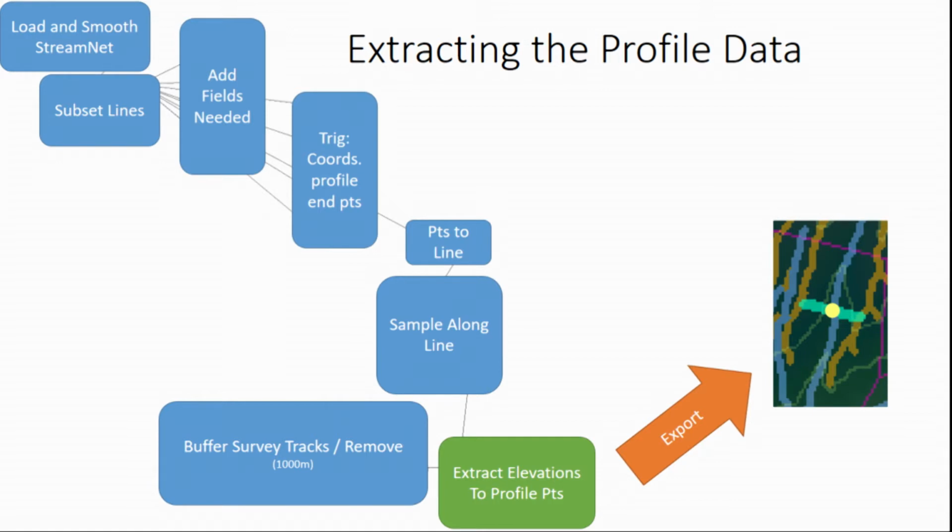We add the fields we need, which are the endpoints of this profile. And then we turn those endpoints into a line, and we use the tool to sample along a line. In this case, I did it every 100 meters. And then finally, we remove the effects of the track lines, and we extract our data to a text file.